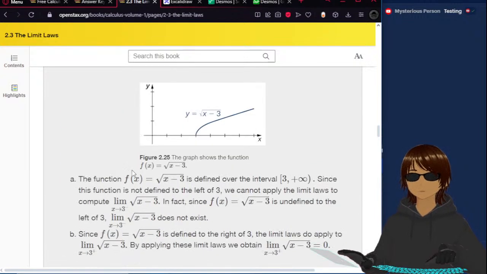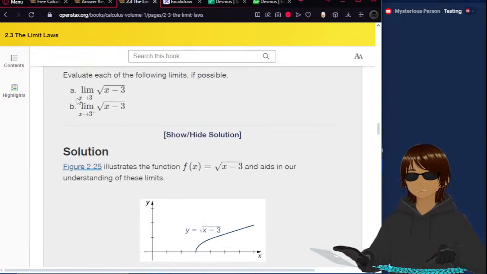So evaluate the limit from the negative side and from the positive side.